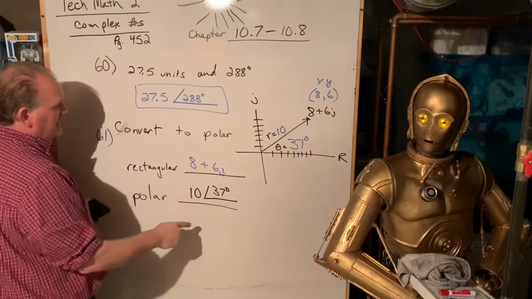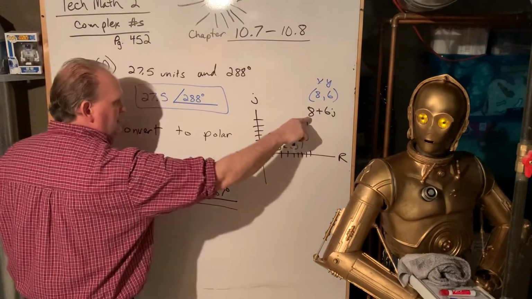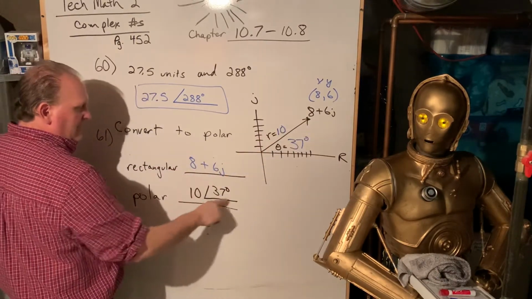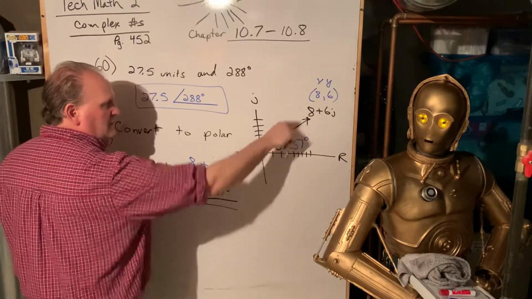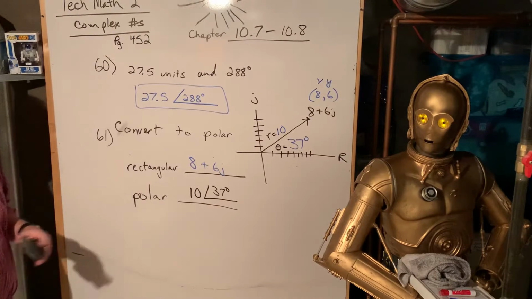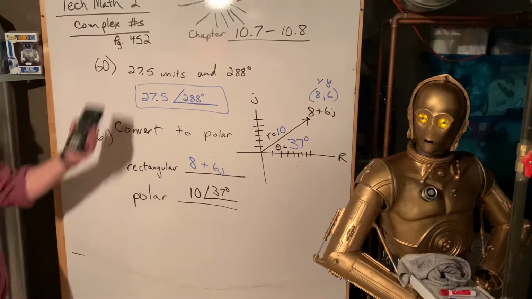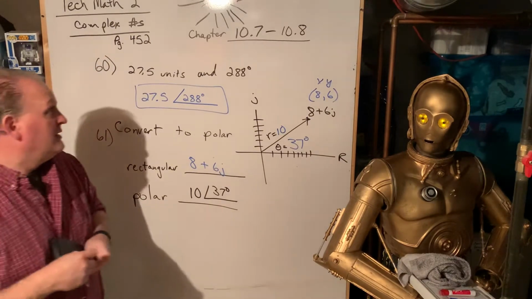These are basically saying the same thing. 8 comma 6, that point right there. 10 angle 37 degrees is a 37 degree angle with a length of 10. So rectangular, polar, with complex numbers. All right.